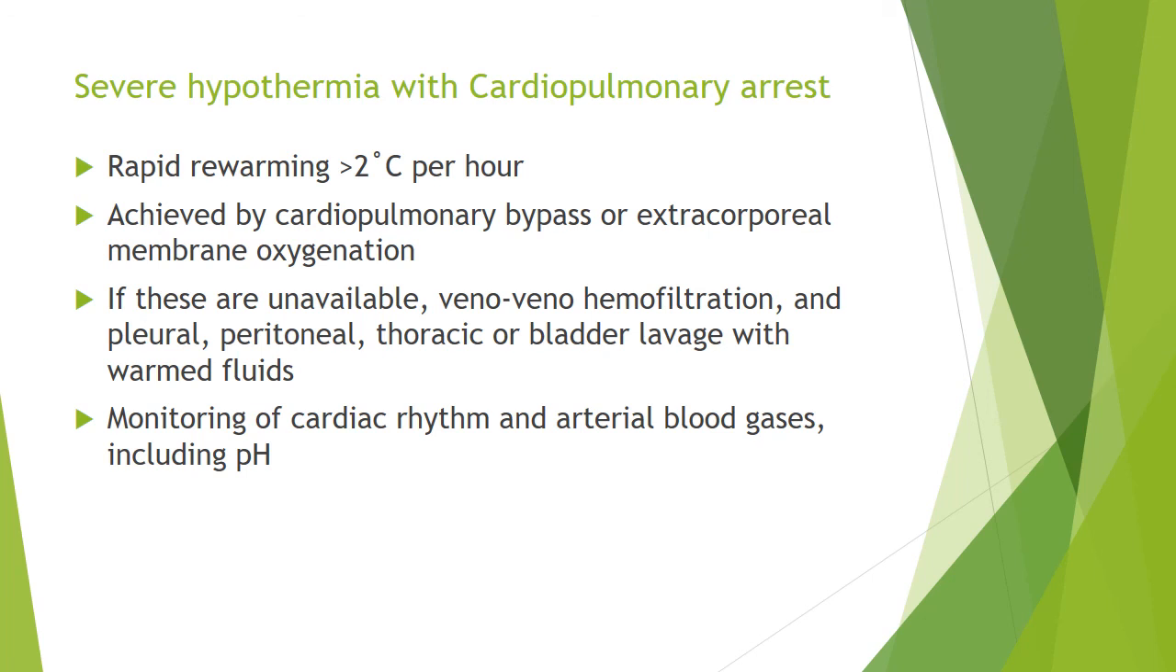For severe hypothermia with cardiopulmonary arrest, rewarming should be more rapid, at over 2 degrees Celsius per hour. This is achieved by cardiopulmonary bypass or extracorporeal membrane oxygenation. If both cardiopulmonary bypass and extracorporeal membrane oxygenation are unavailable, venovenous hemofiltration and pleural, peritoneal, thoracic, or bladder lavage with warm fluids can be done. We also monitor the cardiac rhythm and arterial blood gas, including the pH.